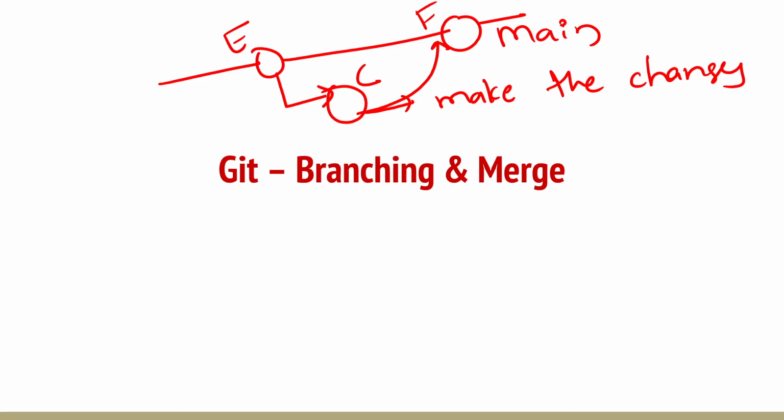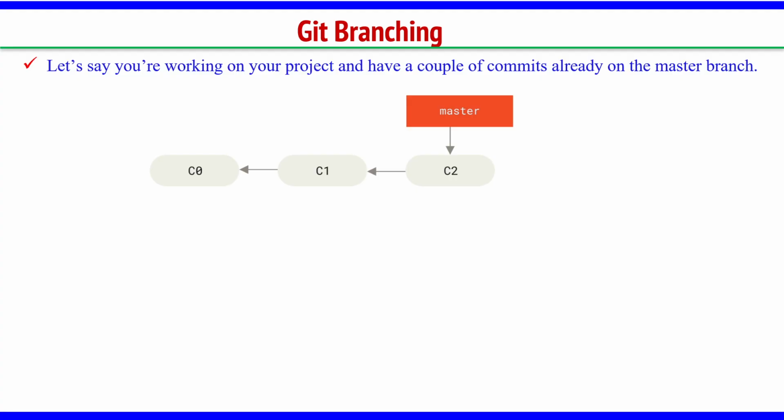So, we have to create a branch. Let us understand how we create a branch, why we have to create a branch, and what all we do in branching and merging of Git. Let us understand this with an example.